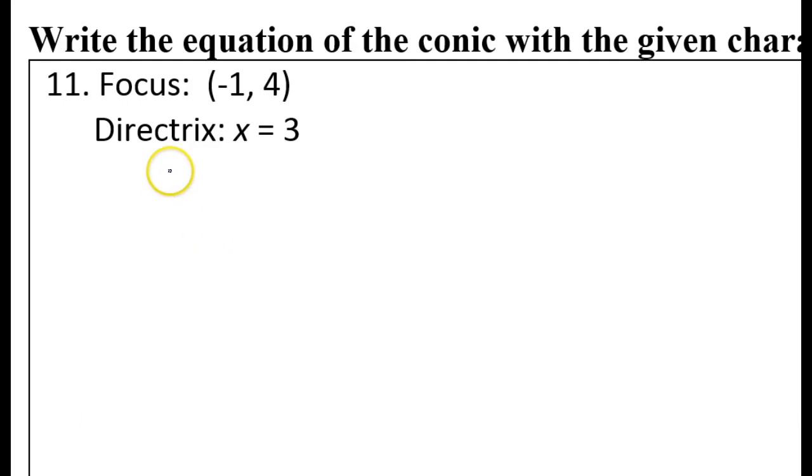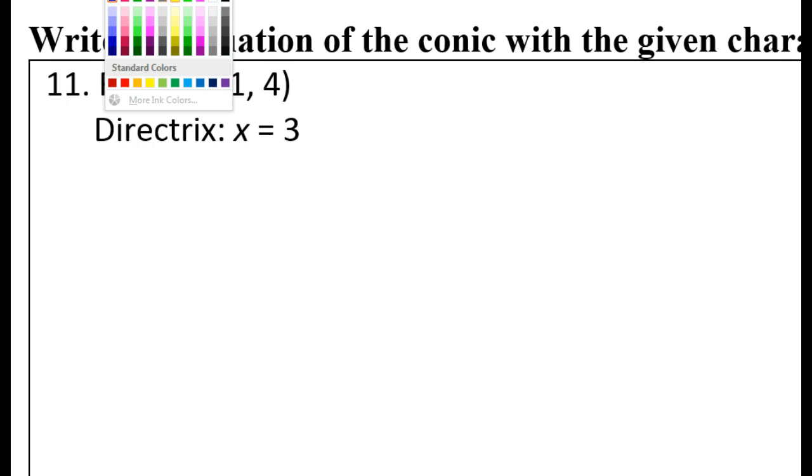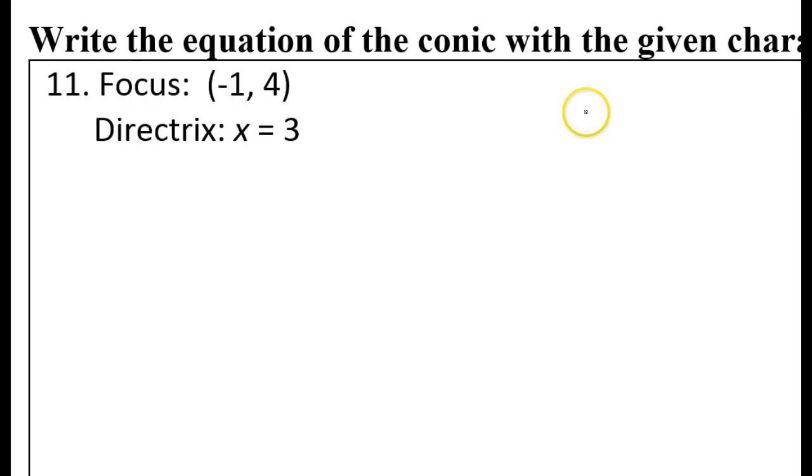Well, for number 11, we're given a focus and a directrix. There's only one of the shapes that has a directrix, and that is a parabola. So let's sketch what we have. Over here I'm going to make an x and y axis for my sketch.